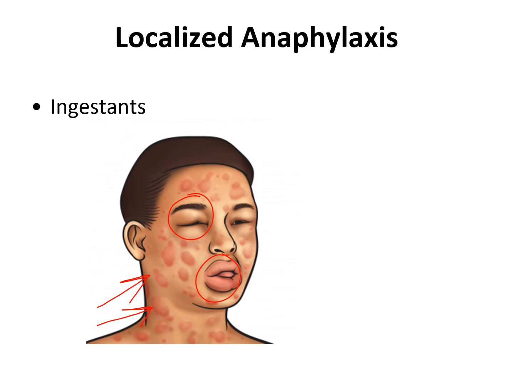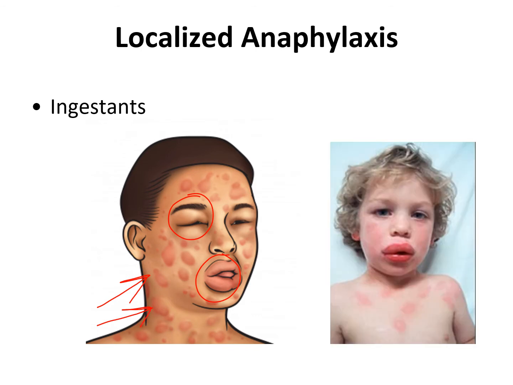So that's a cartoon of one, and here is a child who's experiencing the same thing. So you can see the swelling of the lips, there's even a little bit of swelling around the eyes, and of course the formation of hives. So this is an example of a food allergy. So that's a reaction of a food allergy.